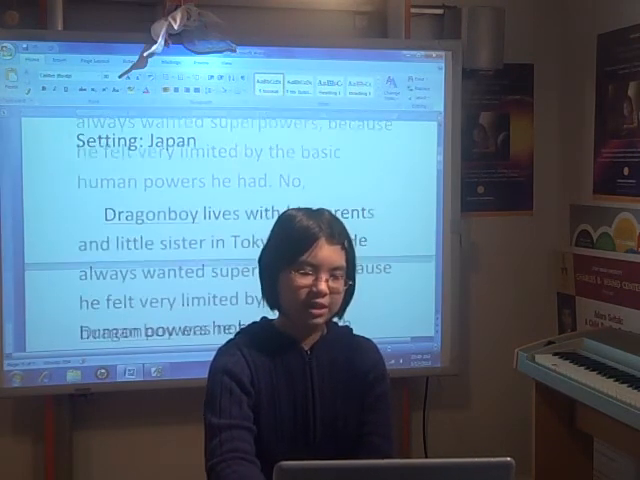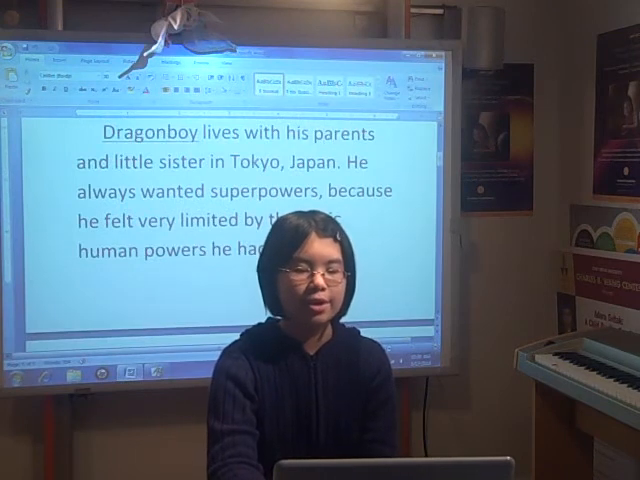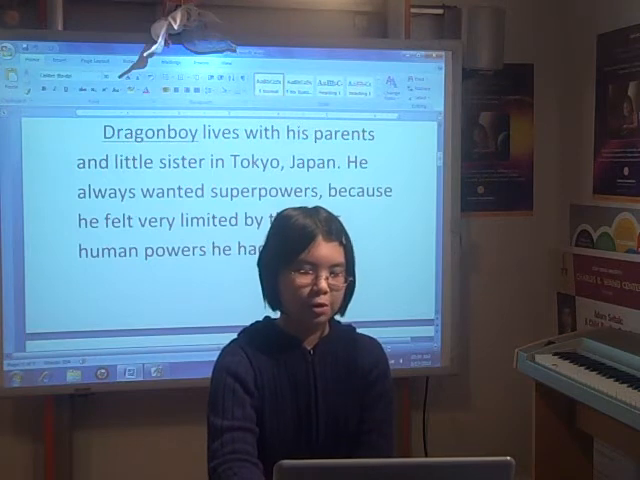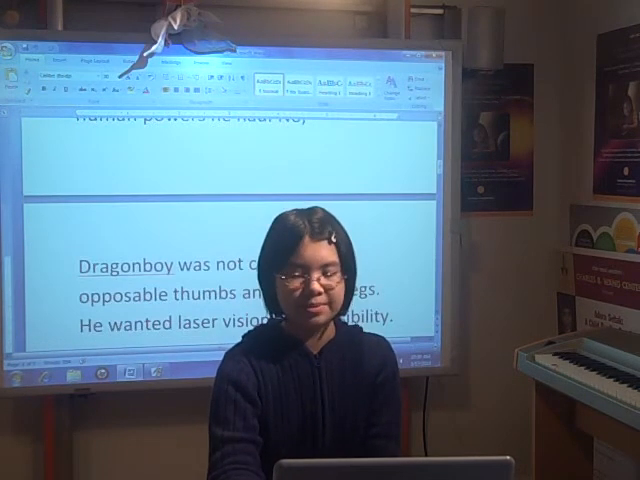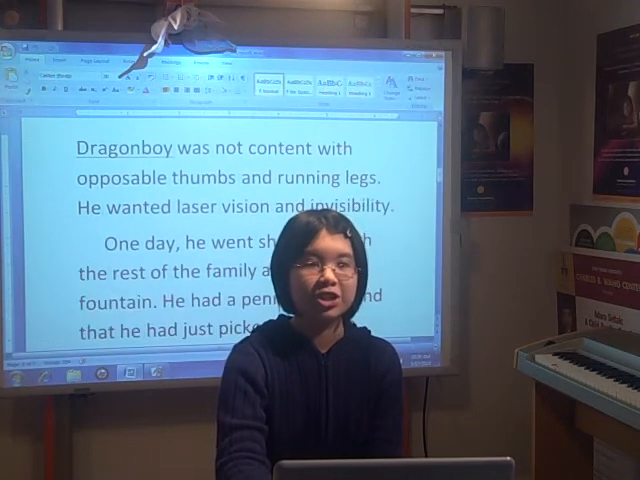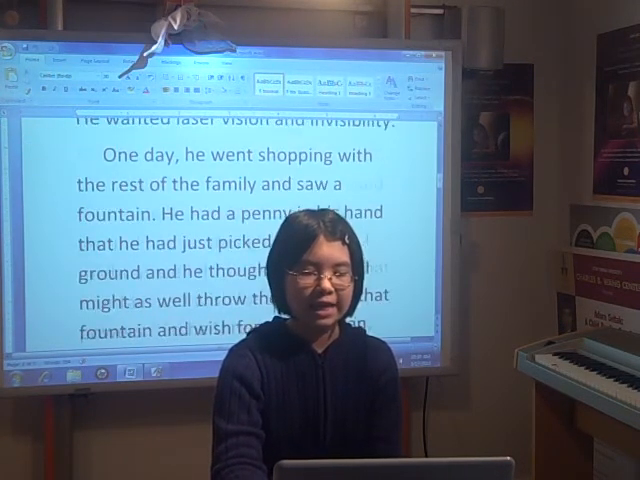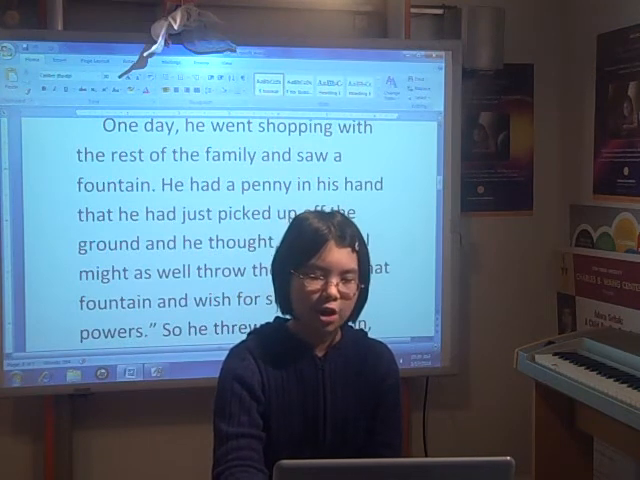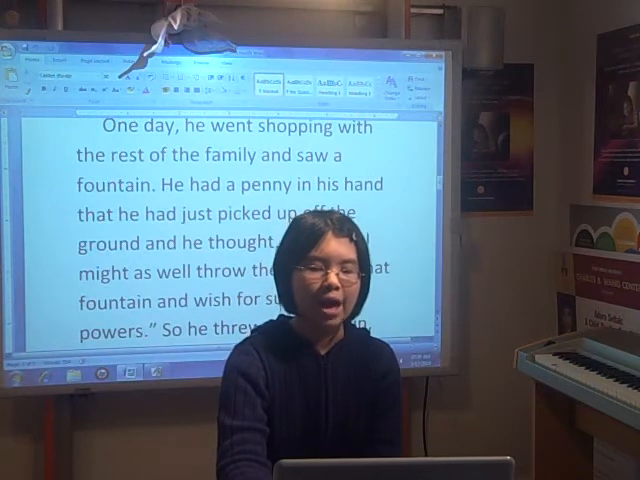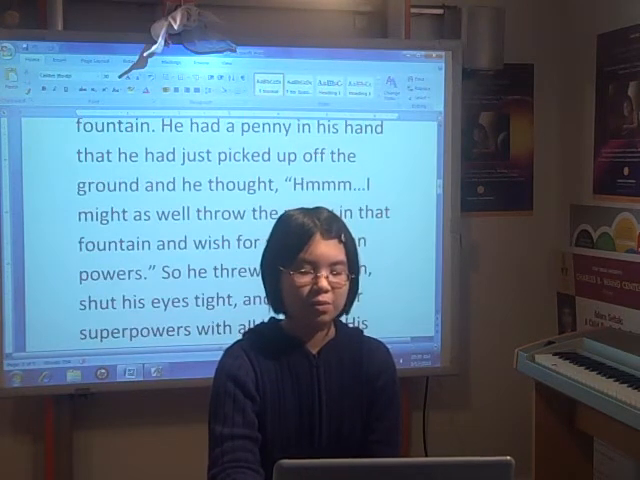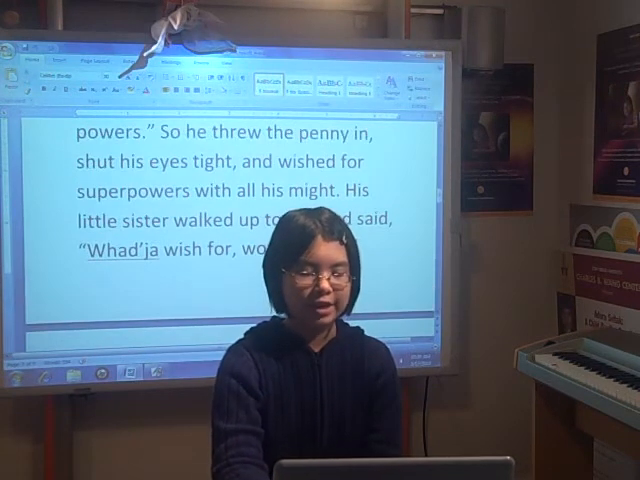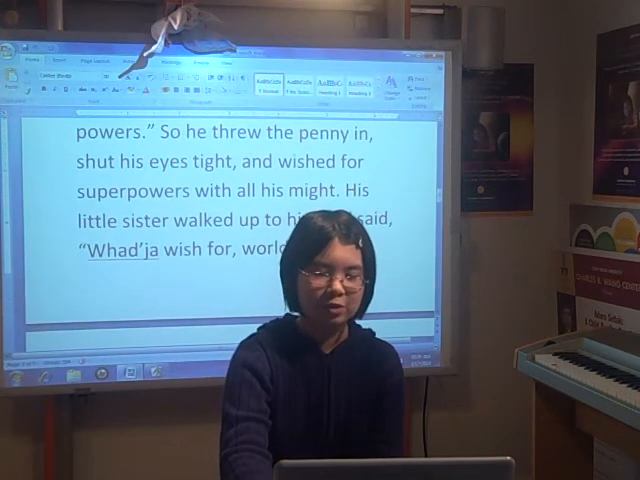Okay, Dragon Boy lives with his parents and little sister in Tokyo, Japan. He always wanted superpowers because he felt very limited by the basic human powers he had. No, Dragon Boy was not content with opposable thumbs and running legs. He wanted laser vision and invisibility. One day, he went shopping with the rest of the family and saw a fountain. He had a penny in his hand that he had just picked up off the ground, and he thought, I might as well throw the penny in that fountain and wish for superhuman powers. So he threw the penny in, shut his eyes tight, and wished for superpowers with all his might.